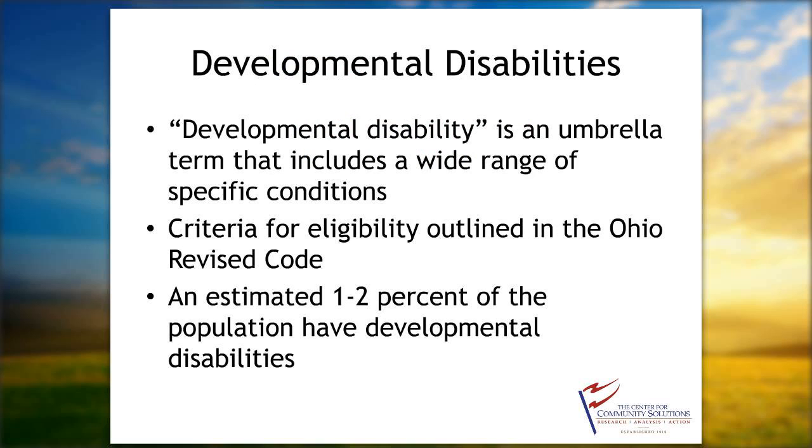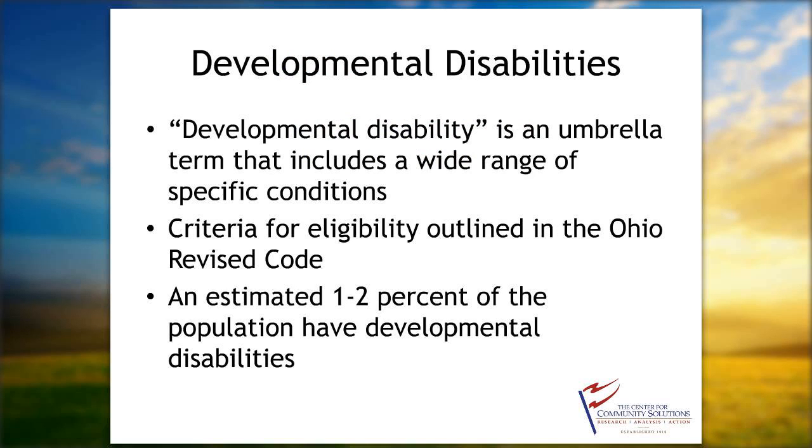Okay, so what is a developmental disability? Developmental disability is really an umbrella term that includes a wide range of specific conditions. This includes intellectual disabilities, Down syndrome, cerebral palsy, autism spectrum disorders, language and learning disorders. However, specific definitions of the term vary, and not everybody with a developmental disability will necessarily qualify for services.